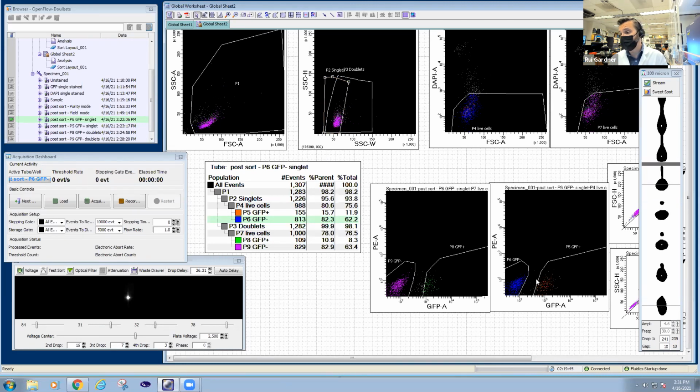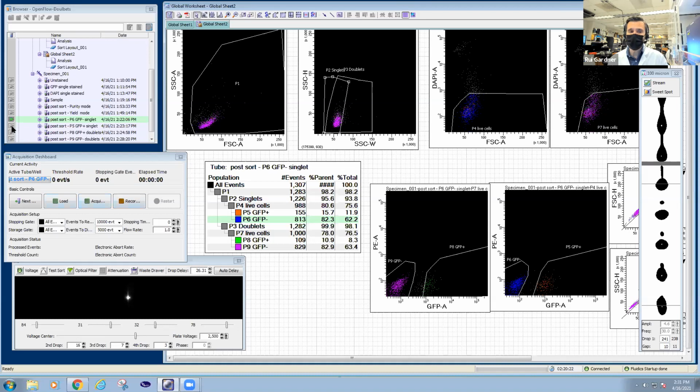For some reason, I wouldn't expect any positive here, and we did find some positive cells here, even though we were sorting this gate. So I would suspect something wrong with the AccuDrop. We should look at the timing, the drop charge delay, and make sure it's correct. Like Kathy was saying, we need to make sure that the drop one is not too far away. It's just a couple of pixels away, so it's pretty good. But maybe something to do with the AccuDrop.